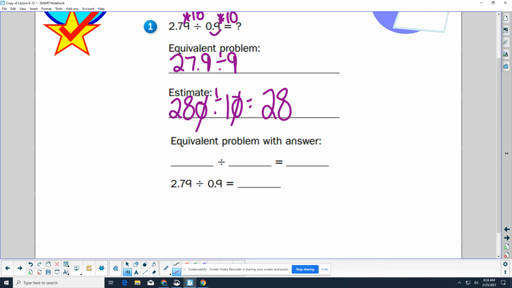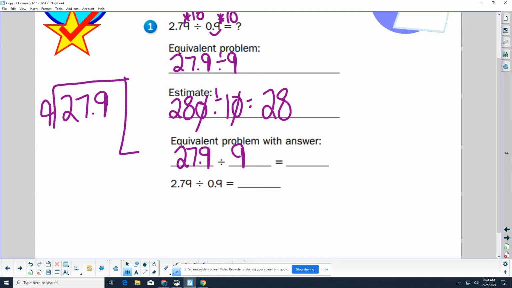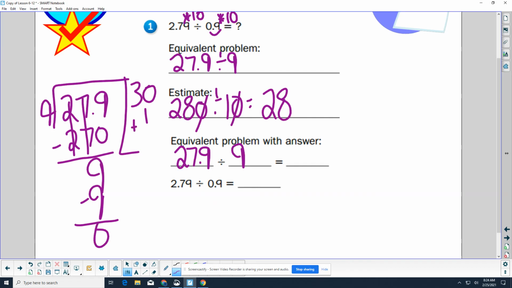So now let's go ahead and write the equivalent problem out again. So 27 9 tenths divided by 9. And we need to actually do the division. So I'll do this one with you, and ignore that decimal to the end. So let's see, 27. I know 3 times 9 is 27, and I could add a 0. And that gets me 270. When I subtract, I get 9. And I know 9 times 1 is 9. And I get 31. So I put 31 here.